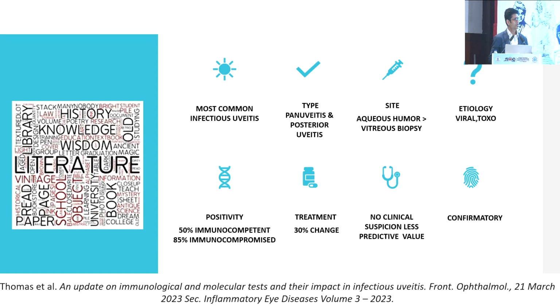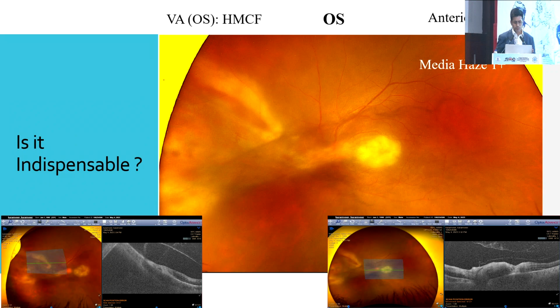The positivity here is a little different: it is 50% in immunocompetent patients, but 85% in immunocompromised. So probably it holds value there. The treatment change on the basis of PCR is reported in literature anywhere from 13% to around 38%, so it's a little variable. When you don't have any clinical clues and no suspicion, then the predictive value of this test is not actually good. And sometimes when you just want to confirm, then in those cases it is actually beneficial. So now I'll move on to a few cases.